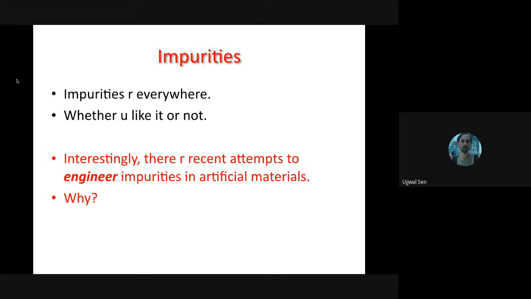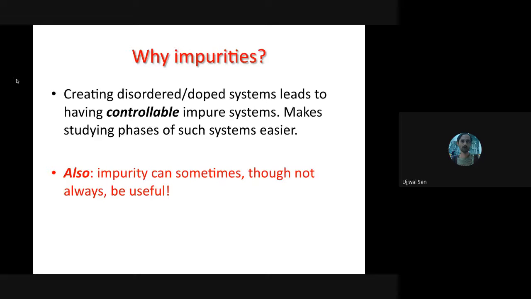And interestingly, there are recent attempts to engineer impurities in artificial materials. And why do we want to do that? Well, because creating disordered or doped systems leads to having controllable impure systems. And then it makes the studying of phases of such systems quite easy. This is the first point.